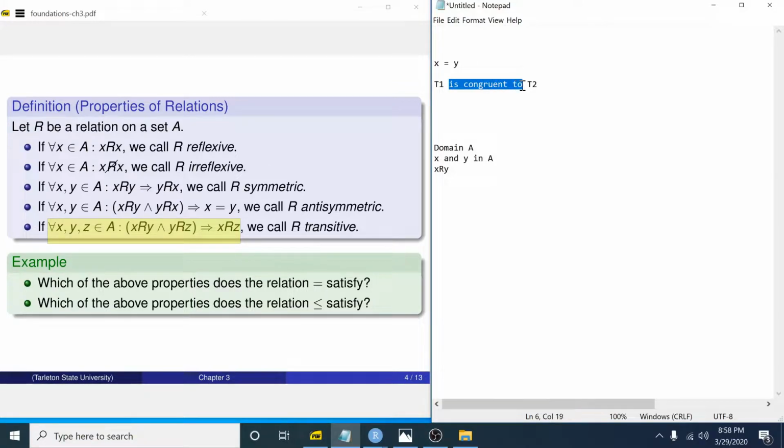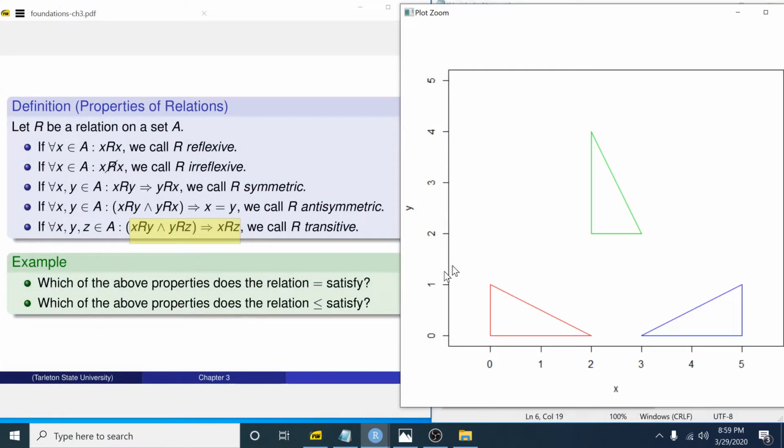What about congruency? So if you imagine taking this relation, is congruent to, and you replace R with that. That would say for any triangle x, is x congruent to itself? And the answer is sure, yeah, that's true. Is it true that if x is congruent to y, then y is congruent to x? That is true. Is it true that if x is congruent to y and y is congruent to z, then x is congruent to z? Yes, that is true. And so congruency is a transitive relation also.